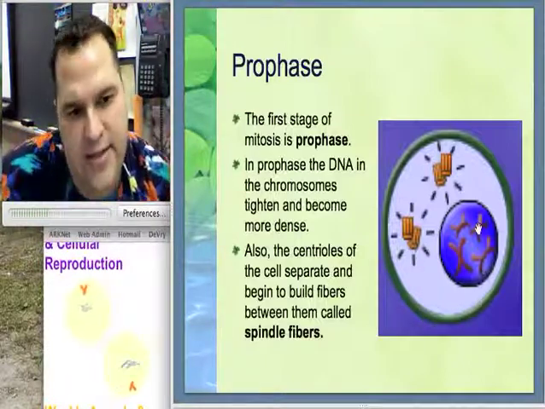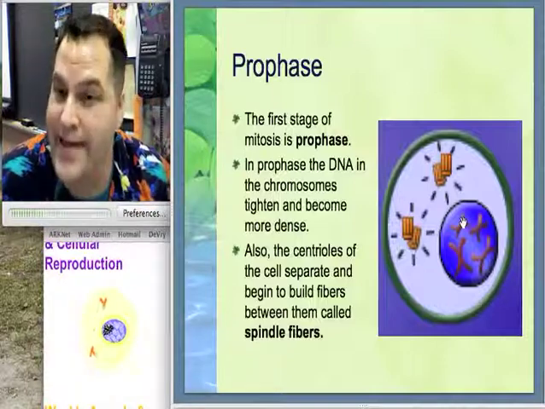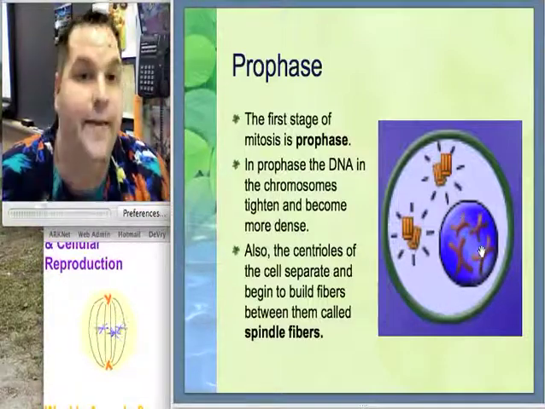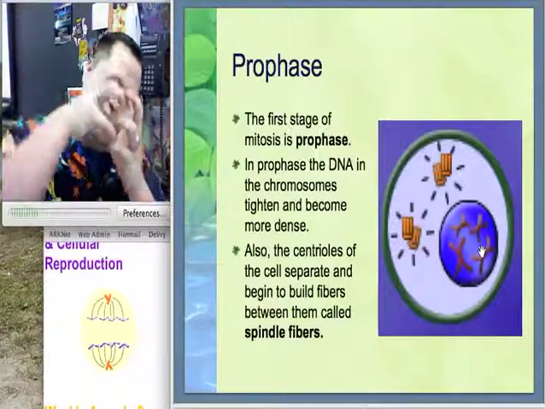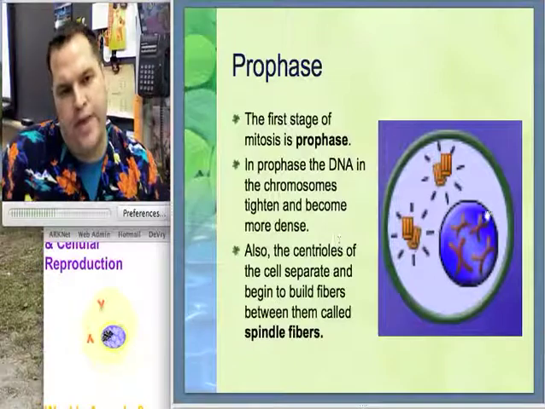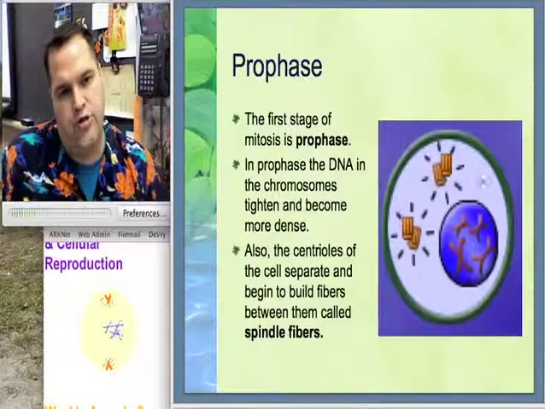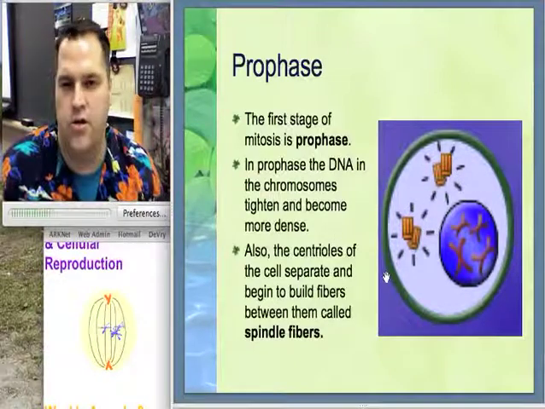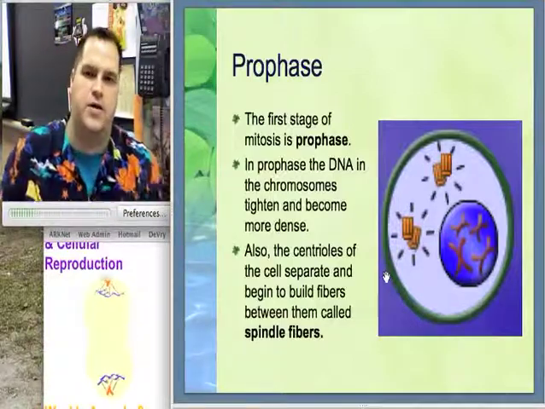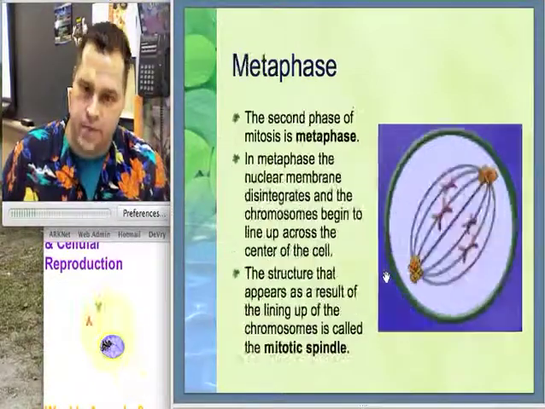So if we were looking at a cell under a microscope that was in interphase, we wouldn't see these chromosomes. But in prophase, the chromosomes start to condense down and they do become visible. Also, the centrioles start to go to opposite ends of the cell, and we start to build spindle fibers. These are the fibers that are going to give the cell its structure during mitosis.